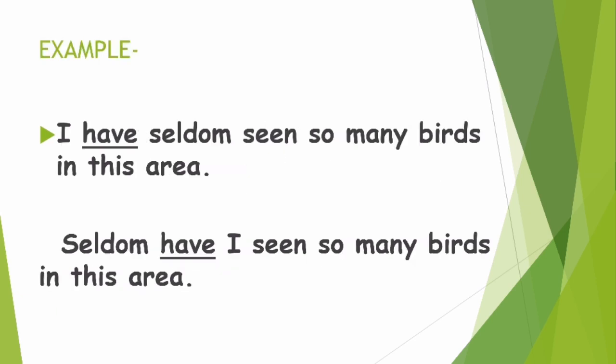Let's take one example. I have seldom seen so many birds in this area. So this is a normal sentence, but just see the next one. In that sentence, we have just replaced the subject and the verb. Just see, seldom have I seen so many birds in this area. So just to bring out that effect, what did we do? We have replaced the positions. The subject, which is I, has replaced the position of the verb, which is have. Okay? So just to bring out the effect, we can reverse the positions of subject and verb in a sentence. Got it?